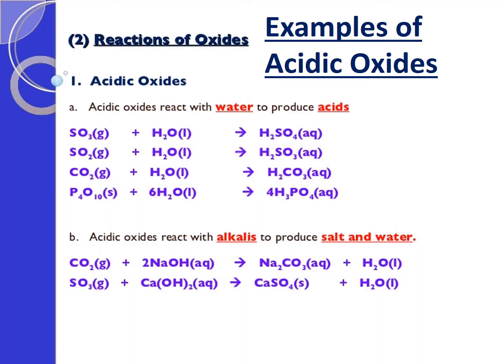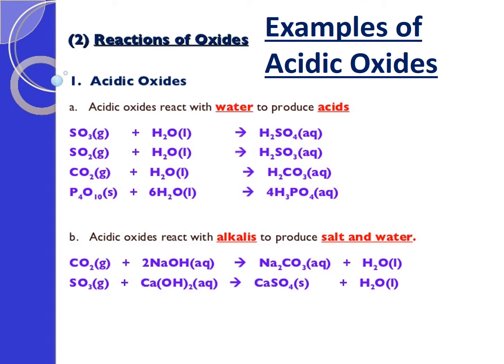As we know, non-metallic oxides are acidic in nature, meaning when they dissolve in water they form acids. They can also react with an alkali to form salt and water, thereby acting as an acid. Just like in this example, sulfur trioxide, SO3, when it dissolves in water gives sulfuric acid, H2SO4. Sulfur dioxide, SO2, when it reacts with water gives sulfurous acid, H2SO3.